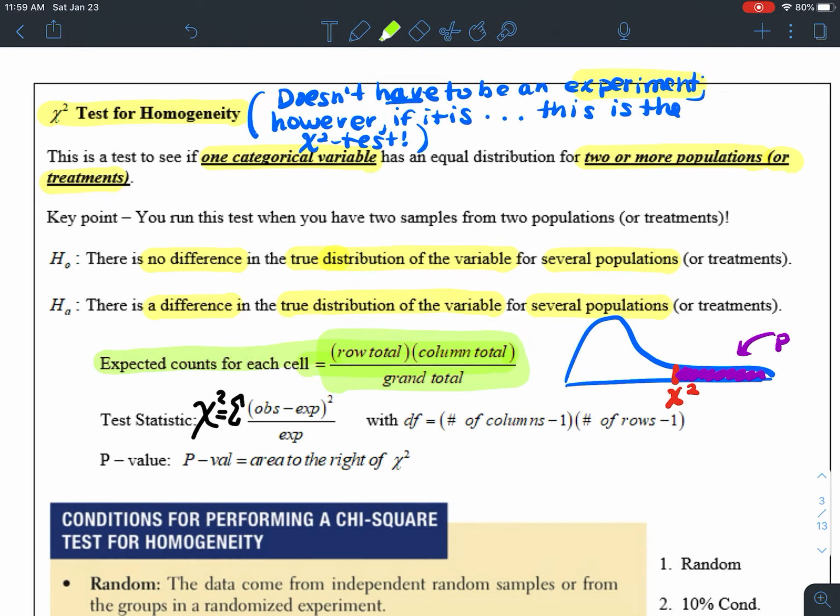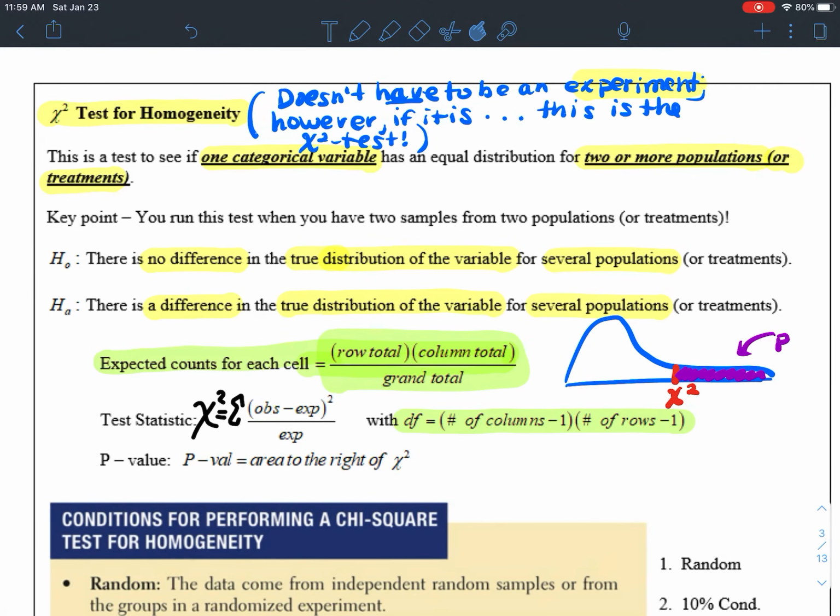Okay, in terms of degrees of freedom, again, this is a little bit unique with the chi-square test for homogeneity. The degrees of freedom is the number of columns minus 1 times the number of rows minus 1. That's kind of like each of the categories there. Again, we'll walk through that when we get to an actual example, and you can see what was mentioned right here is what I was trying to illustrate in this graphic that I drew. The p-value is essentially the area to the right of the chi-squared test statistic.